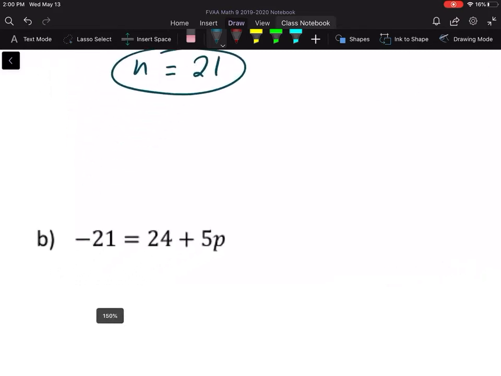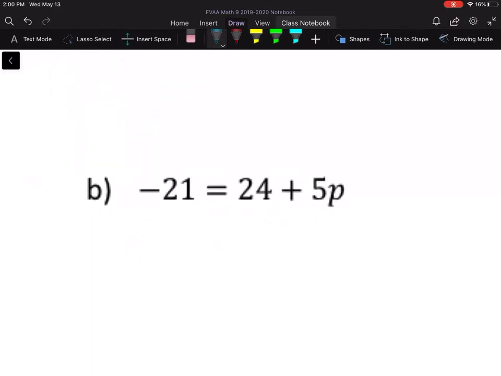So here, let's do this next question. Okay, this next question, they're trying to trick you a little bit because the variable now is on the right side instead of the left side. It does not matter which side the variable is on. You isolate it on the side the variable finds itself in. So I'm going to isolate it on the right side. So I'm going to start with that 24.